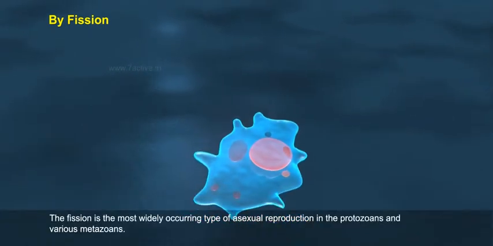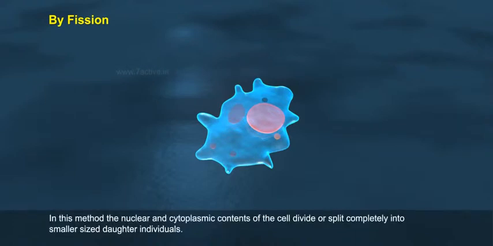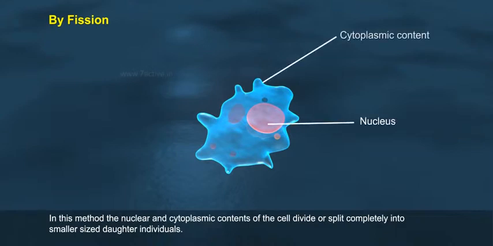1. By fission. Fission is the most widely occurring type of asexual reproduction in protozoans and various metazoans. In this method, the nuclear and cytoplasmic contents of the cell divide or split completely into smaller sized daughter individuals.